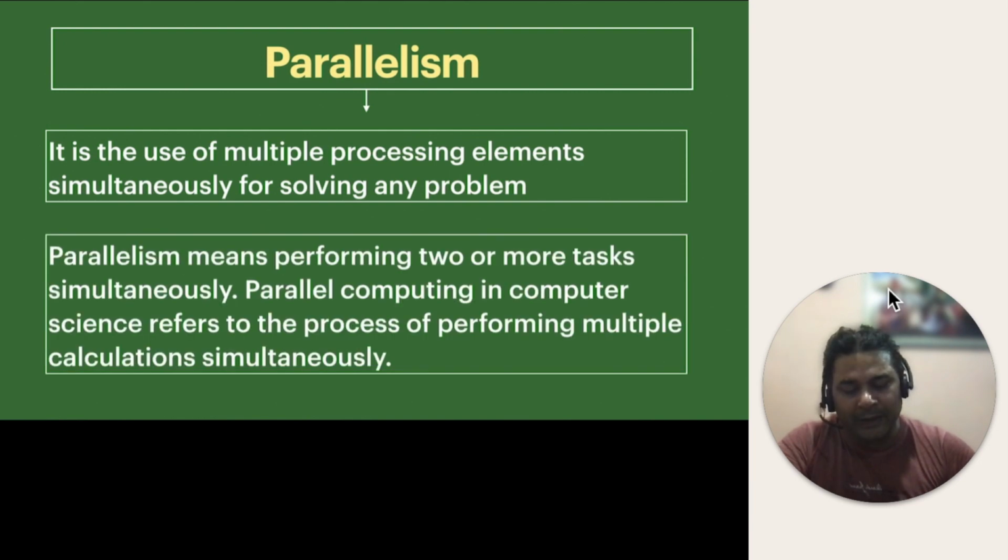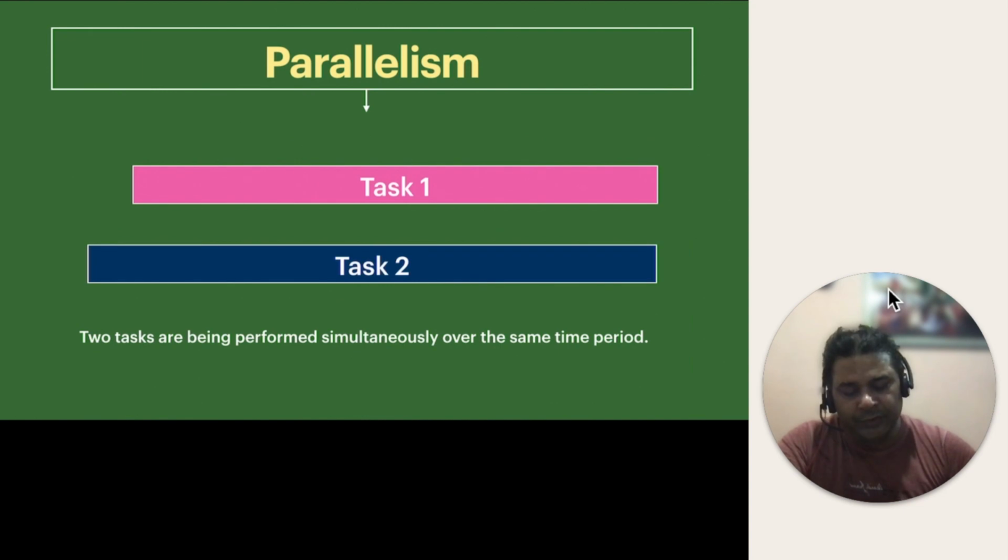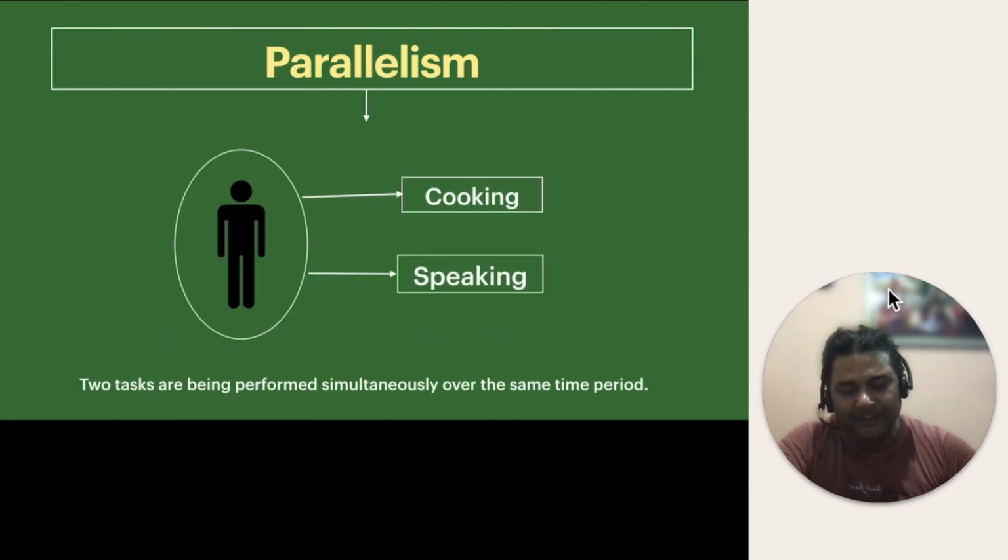So parallelism means performing two or more tasks simultaneously. Parallel computing in computer science refers to the process of performing multiple calculations simultaneously. So here two tasks are being performed simultaneously over the same time period. So it's parallelism.